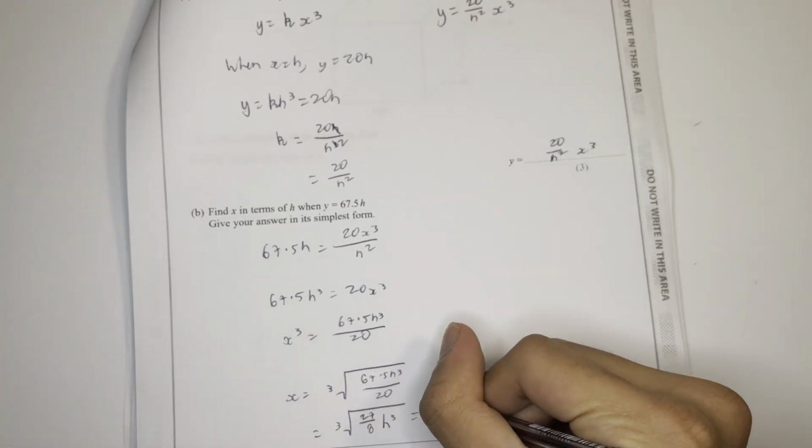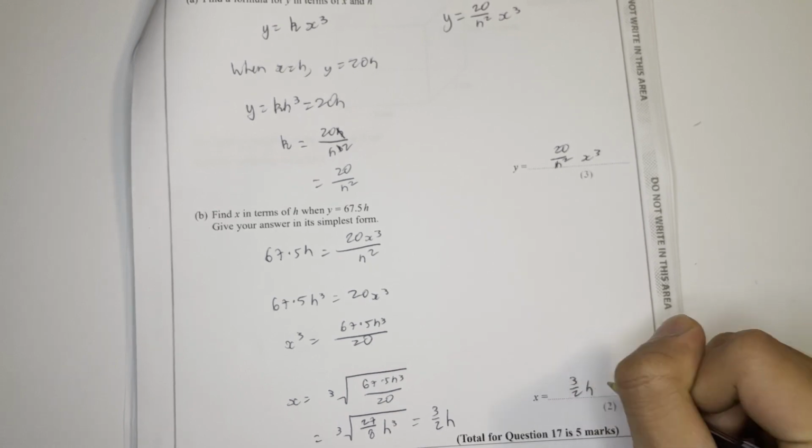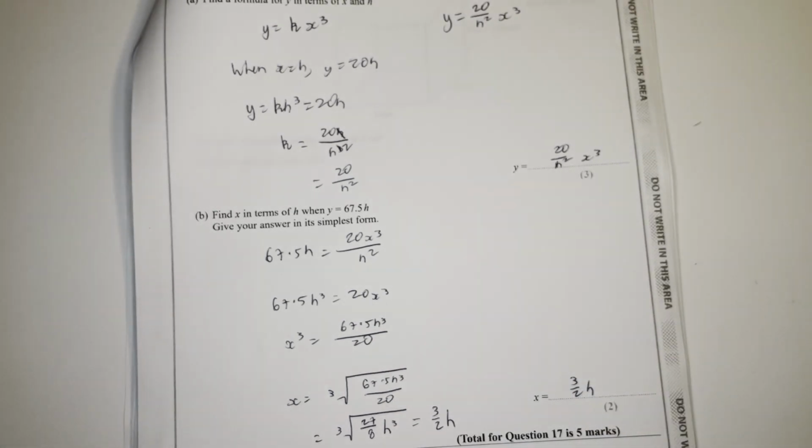And taking the cube root of each of these in turn, we have the cube root of 27 over 8, which is 3 over 2, and the cube root of h cubed, the cubed cancels out, leaving us with 3 over 2h, which is our final answer in its most simplified form.